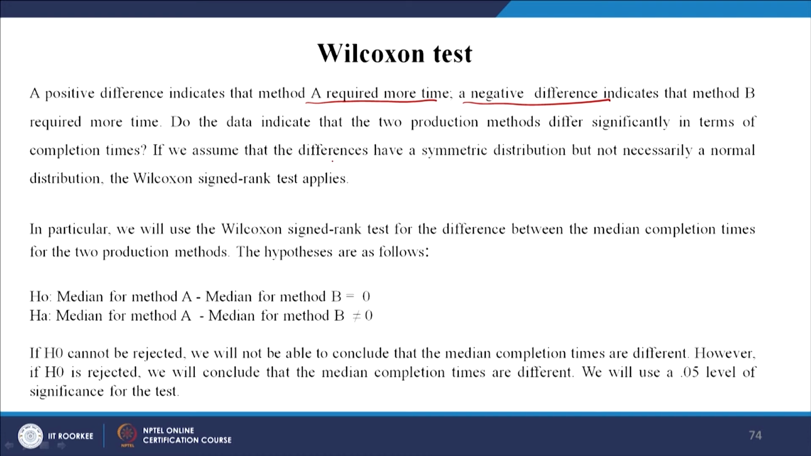Obviously, do the data indicate that the two production methods differ significantly in terms of completion times? If we assume that the differences have a symmetric distribution, but not necessarily a normal distribution, the Wilcoxon test applies. Now, we will use the Wilcoxon signed rank test for the difference between the median completion times. I had told you several times that in a non-parametric test we are more interested in the median and not the mean, right.